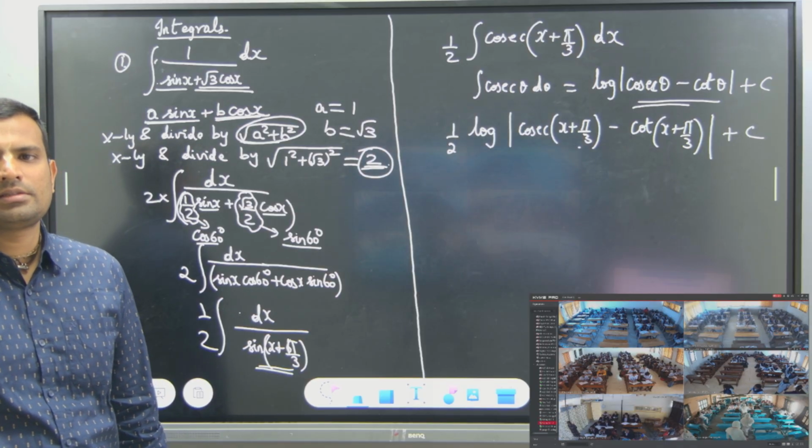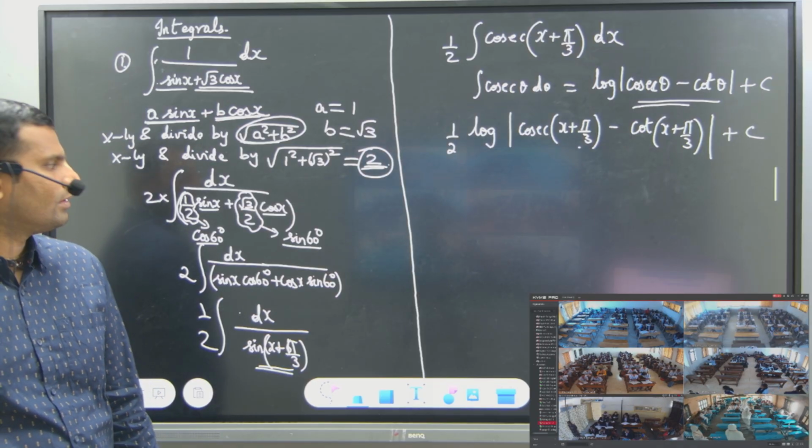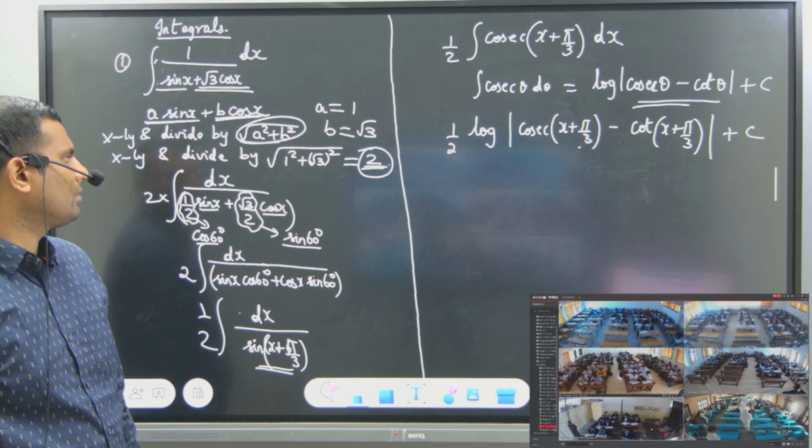Sir, in third step, why are you taking 1 by 2 constant?